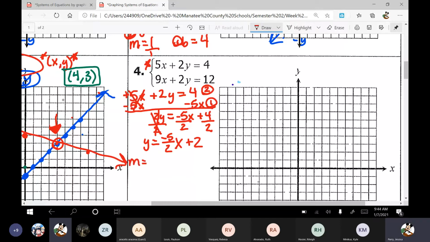Now it's in slope-intercept form. We have our m equals, b equals, and we can start graphing it, where m is negative 5 over 2, and b is positive 2.